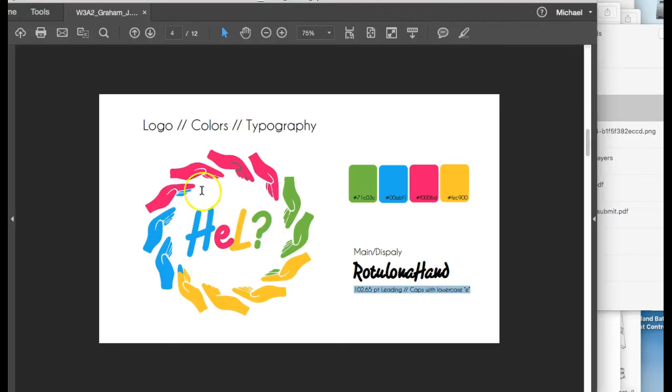Leading is the space between the two lines of type. This right here would be leading. This right here would be leading. So there's no leading in the actual logo itself. So that's kind of misleading.